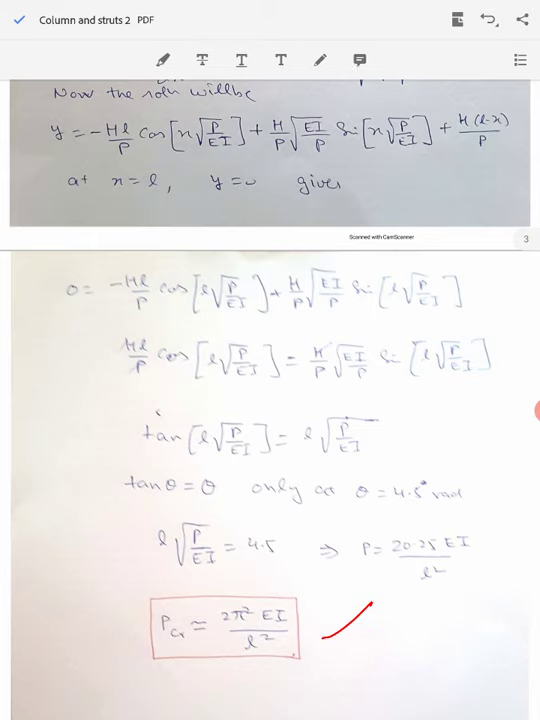In this way we can calculate the value of critical load for different end conditions, and in the next lecture we will discuss it furthermore. We will do some numericals also on it.